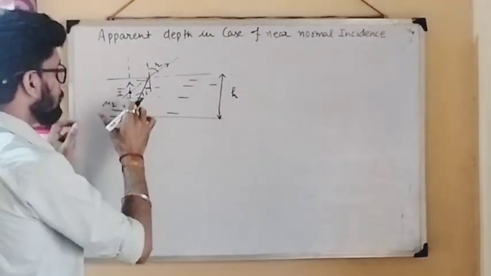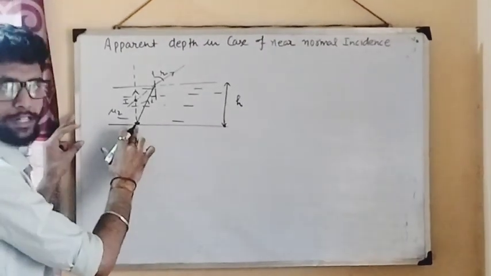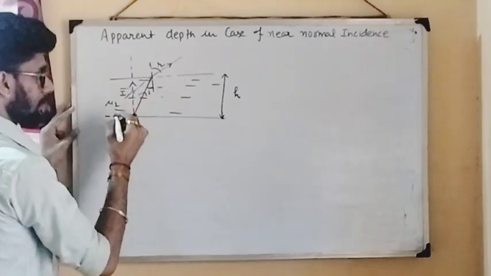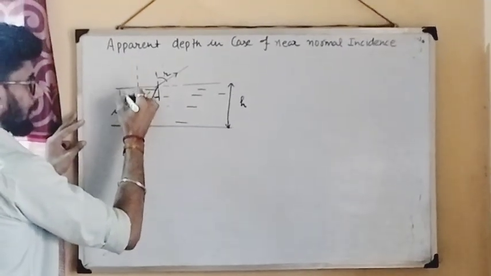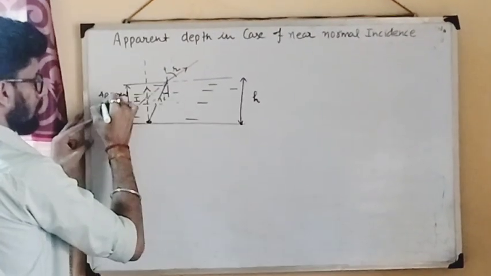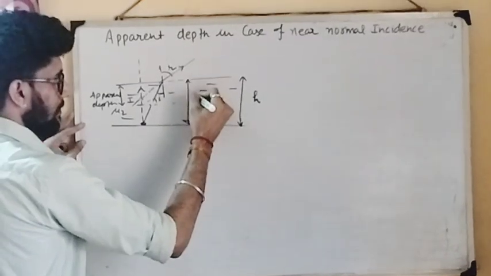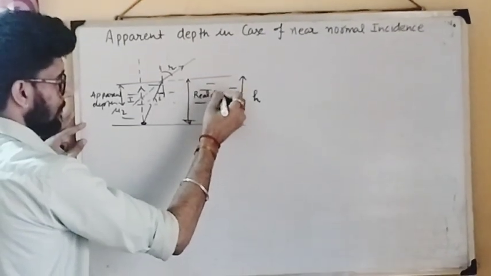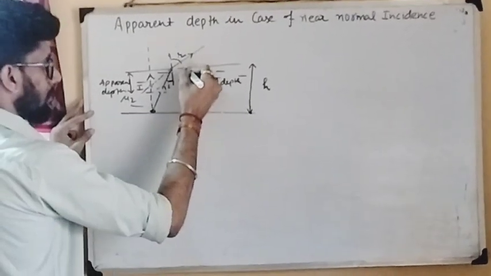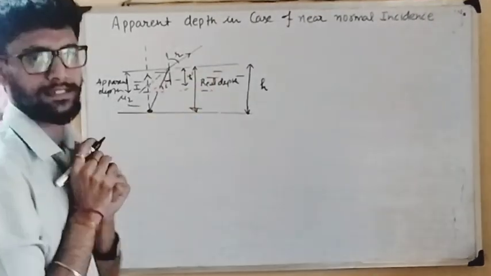So, in reality, the object seems to be over here. Though its actual real depth, its actual position, is here, it appears over here. This is known as apparent depth, and this is your real depth. Let the apparent depth, this point, be represented by h dash.